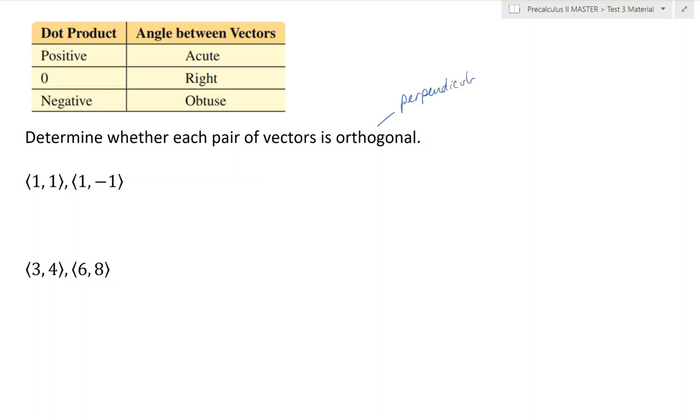So we have 1, 1 and 1, -1 as our vectors. And I am going to go ahead and find the dot product. 1 times 1 is 1, and 1 times -1 is -1. So when I add those, I get 0, and that shows us that these are right angles, or they are perpendicular, or orthogonal.